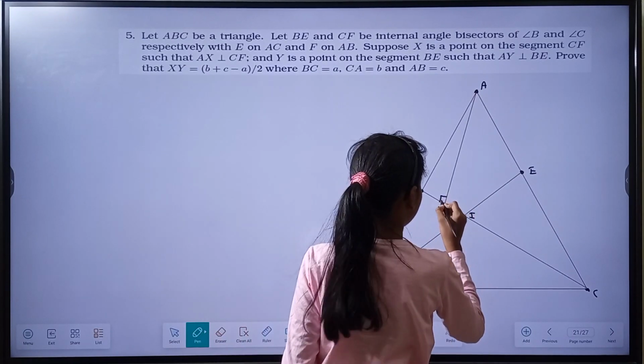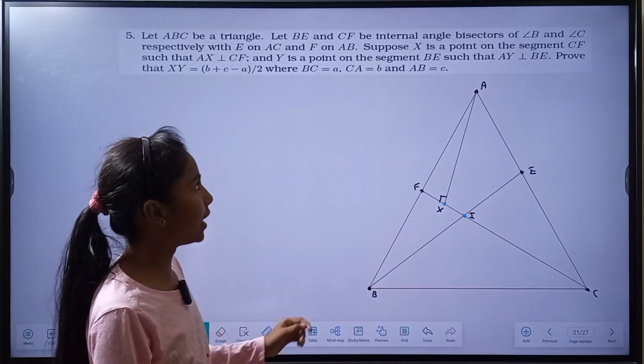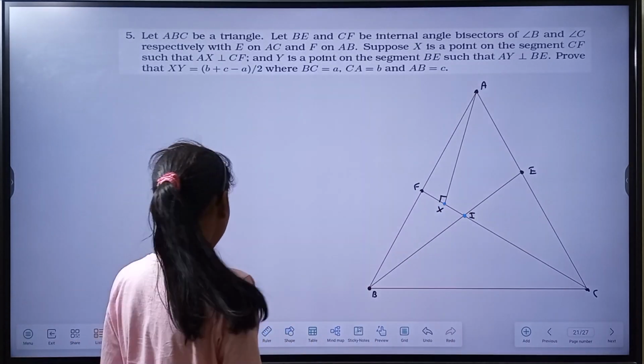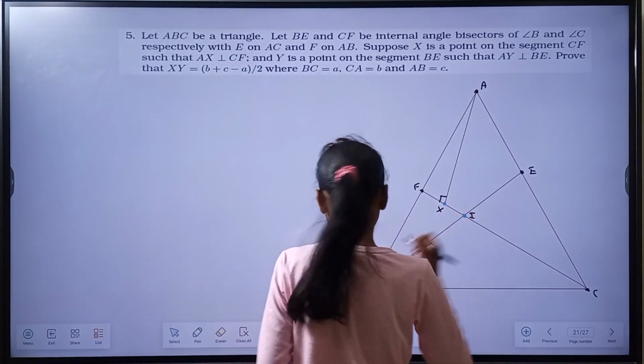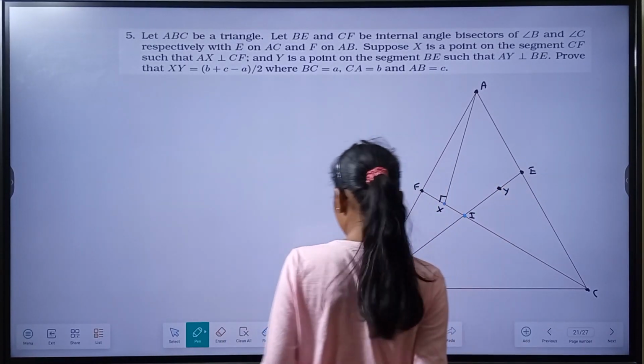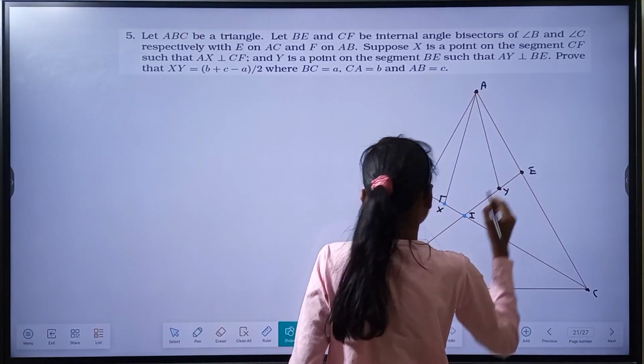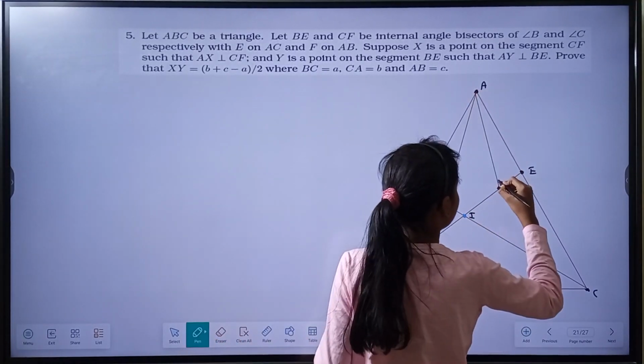and we have this is 90, and Y is a point on the segment BE such that AY is perpendicular to BE. So this is the point Y. Let this be over here. So AY is perpendicular to BE.